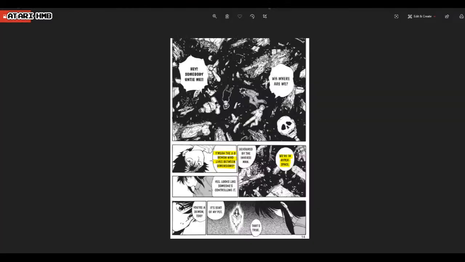As it says here in the Viz manga, where are we? And Kurama answers, we are in hyperspace, devoured by the inverse man. Hiei says, you mean the two-dimensional demon who lives between dimensions? And Kurama answers, yes, looks like someone's controlling it. And he says, that's true. It's sort of my pet.